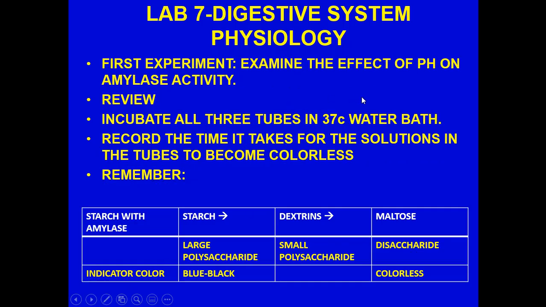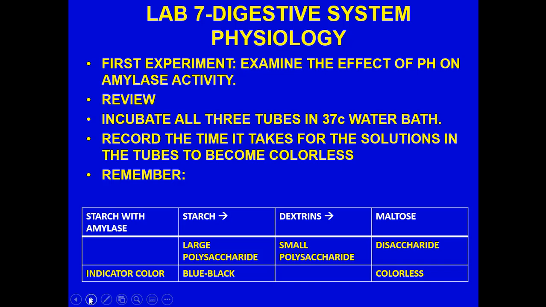You wanted to explain or examine the effects of pH on amylase activity. You need to review this. Incubate the tubes in a 37 degrees Celsius water bath. Why 37°C? That's body temperature. Record the time it takes for the solutions in the tubes to become colorless, as you can see here.